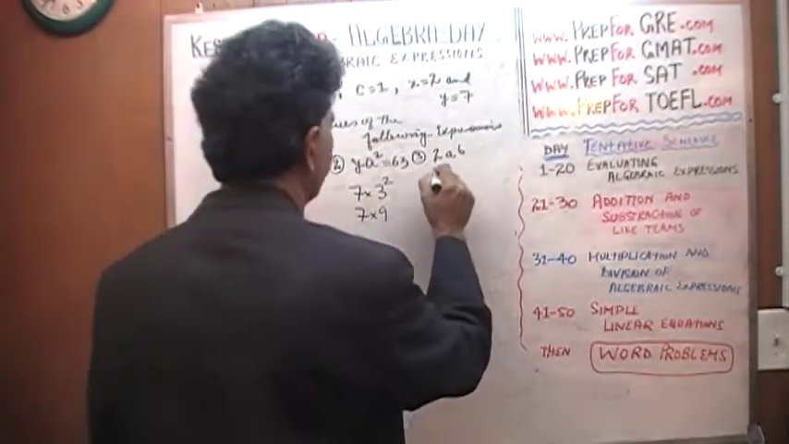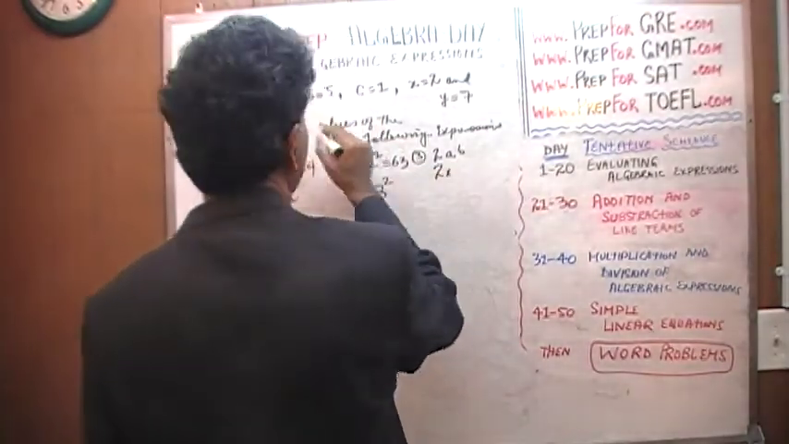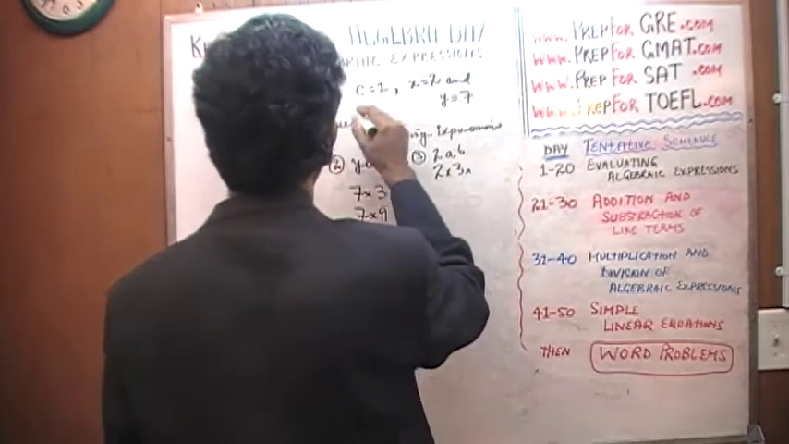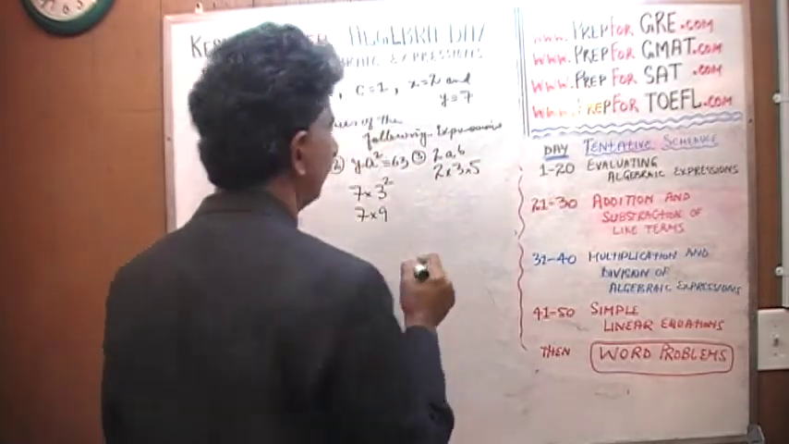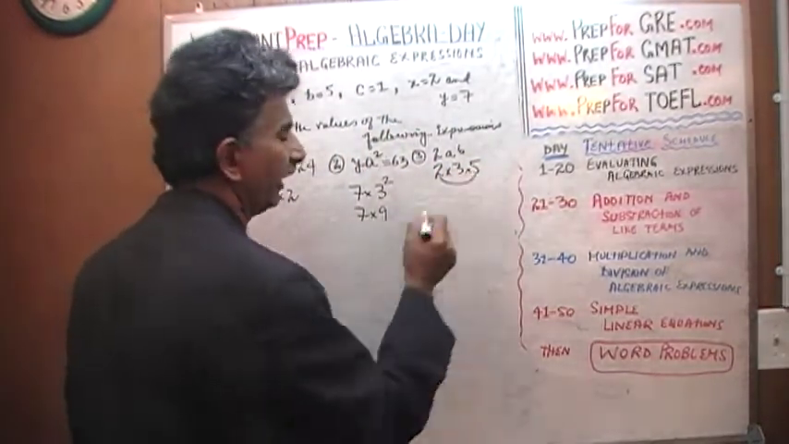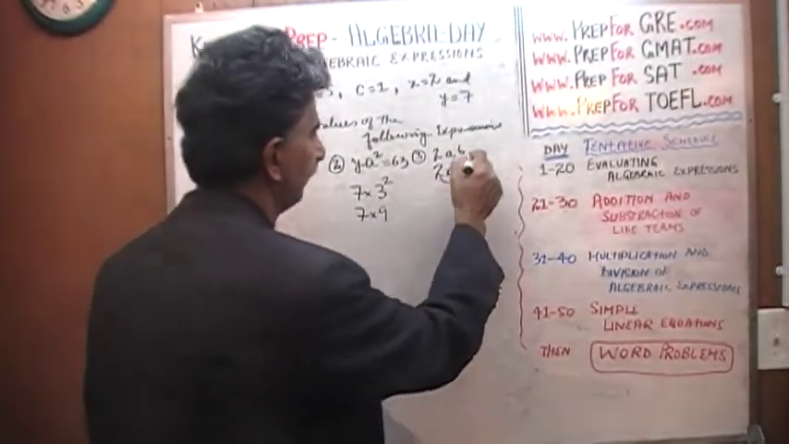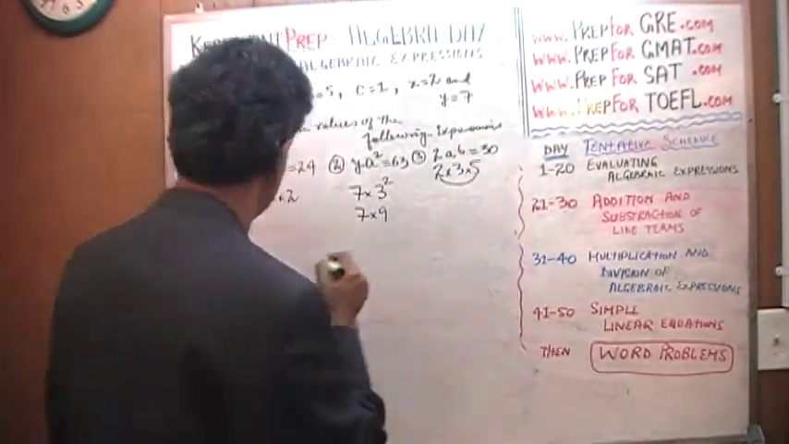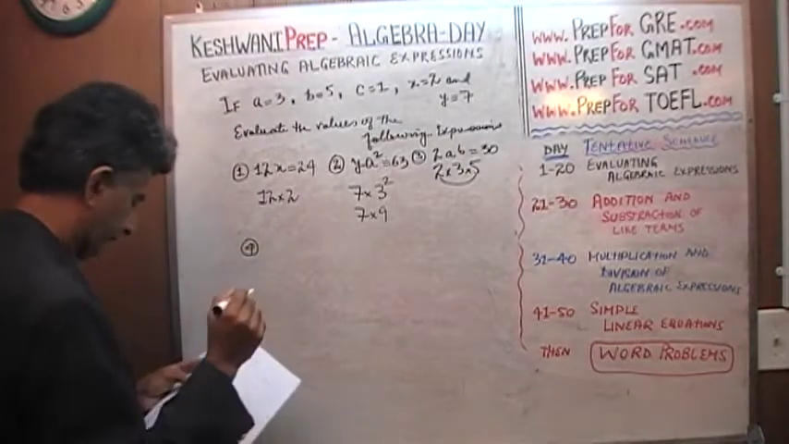2 times a times b, 2 times a, which is 3, times b, which is 5, and we know that 2 times 5 is 10, 10 times 3 is 30. Let's go on then. Number 4.